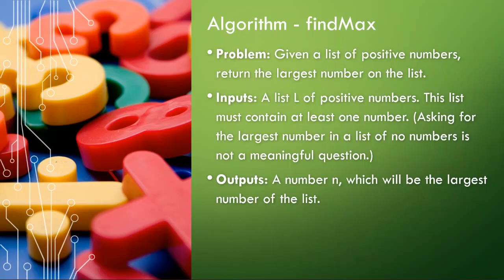So, inputs: a list L of positive numbers. This list must contain at least one number. Asking for the largest number in a list of no numbers is not a meaningful question, but some people like to ask it. And the output it gives back is a number n, which is the largest number in that list.